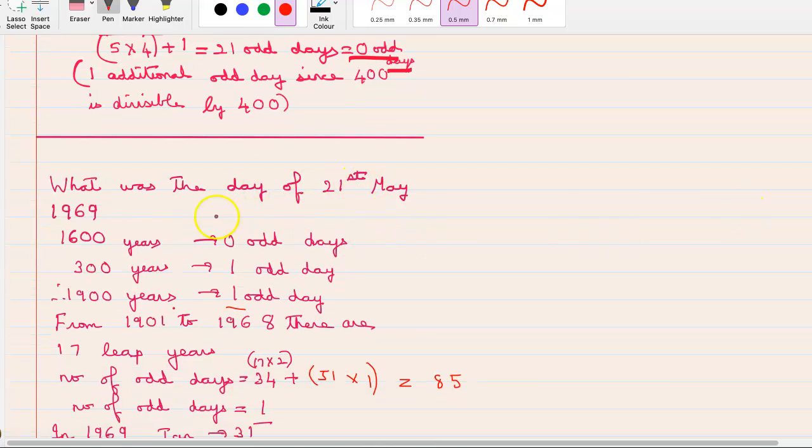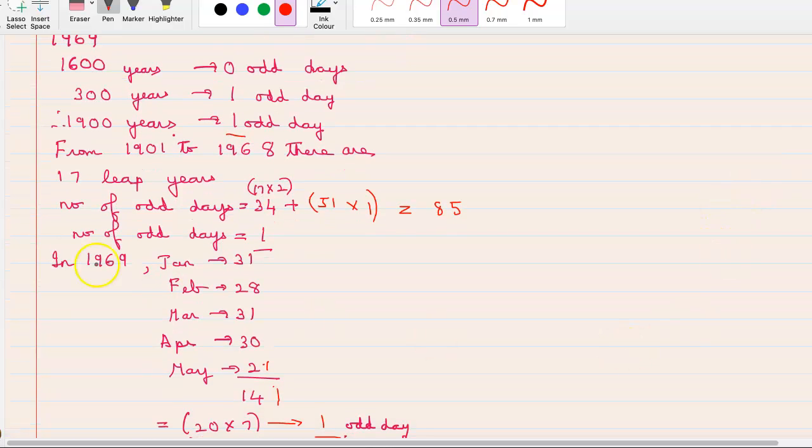What was the day of 21st May 1969? In 1600 years, you have 0 odd days. In 300 years, you have 1 odd day. So up to 1900 years, you have 1 odd day. Now 1901 to 1968, there are 17 leap years. So the number of odd days will be 17 into 2, 34, plus 51 non-leap years, 51 into 1, that is 85. So we have 1 odd day.